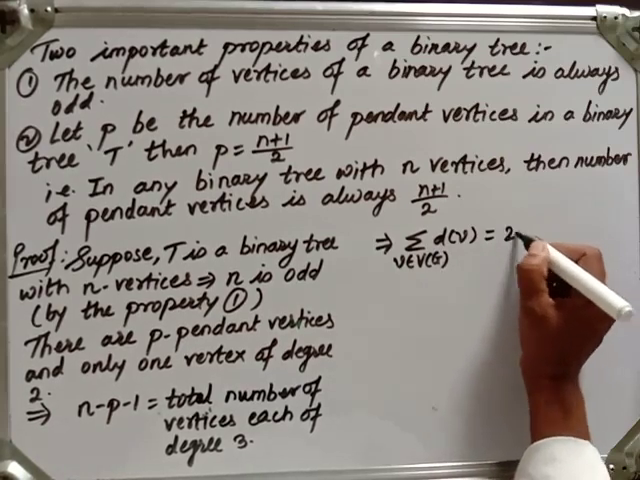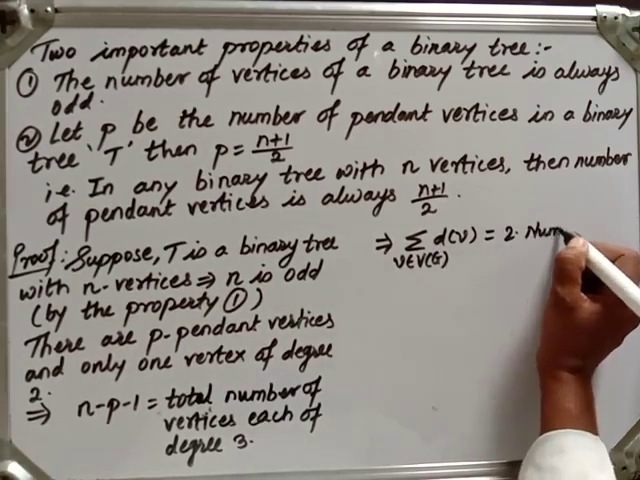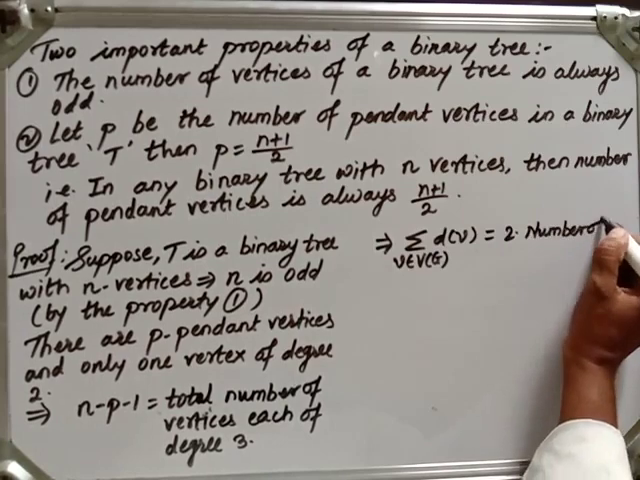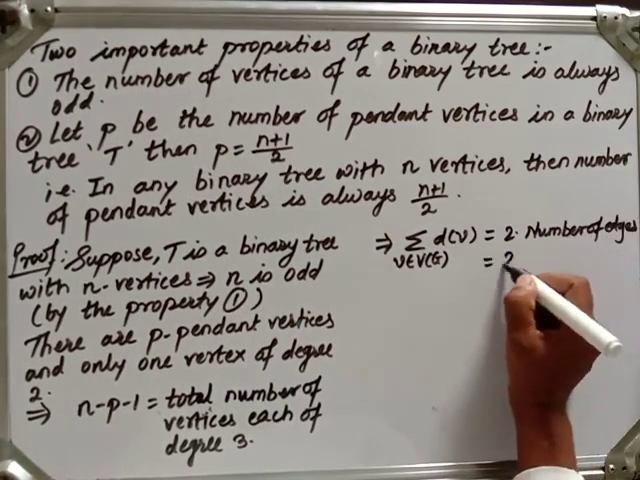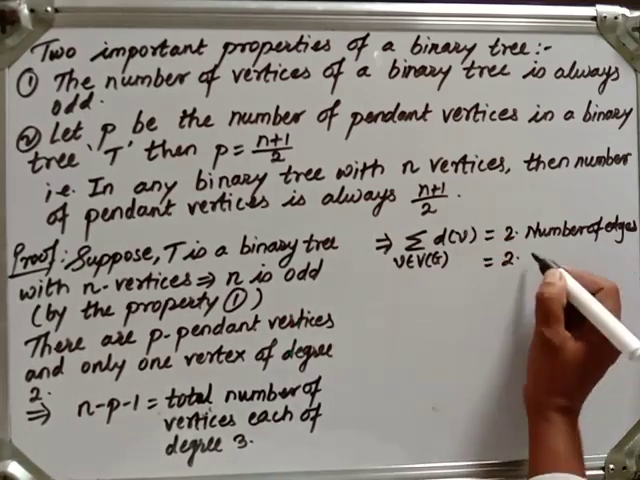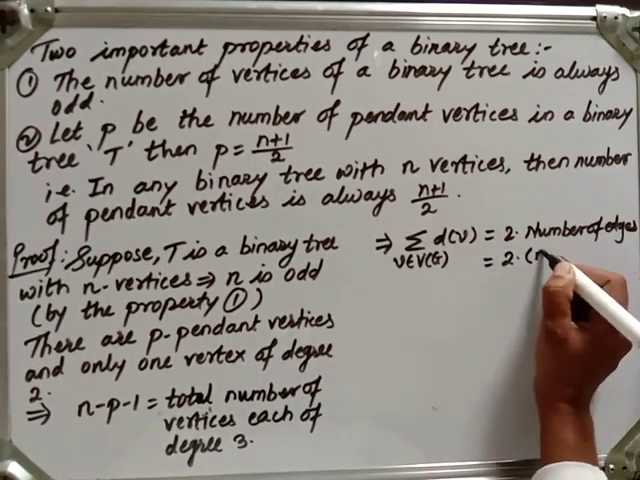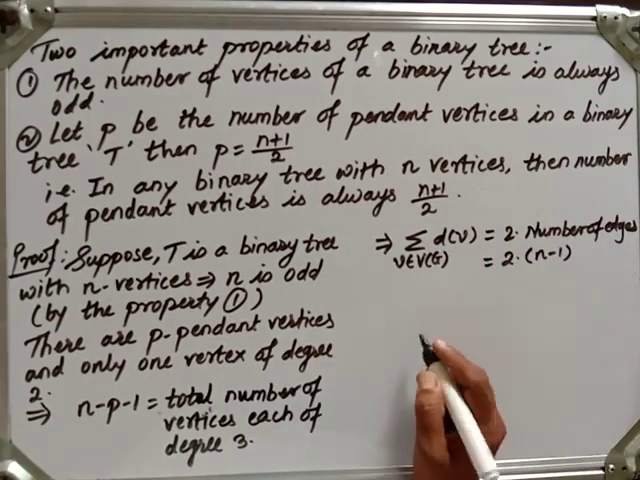So the summation of degree of all vertices v belonging to the vertex set of graph G is 2 times the number of edges, by the handshake lemma, right? As it is a tree, it has n minus 1 edges because it has n vertices. So the summation of degree is 2 into n minus 1.